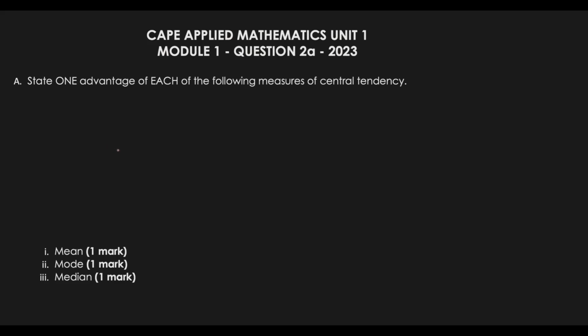Alright, so we have to determine an advantage of each of the following measures of central tendency. We have the mean, we have the mode, and we have the median. Now, the mean. What is the advantage of the mean? The mean represents all the values in a data set.